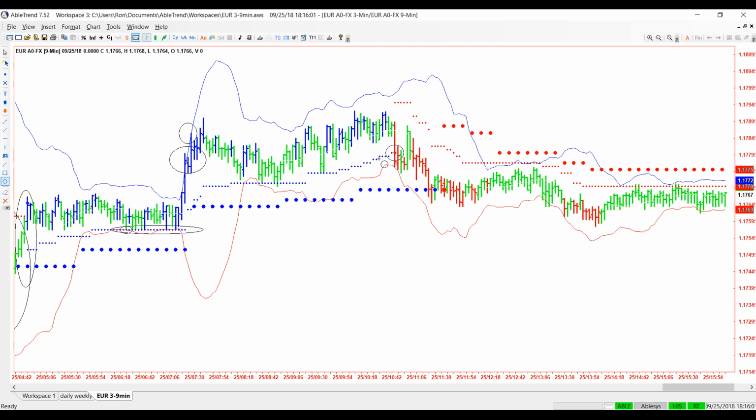Or if it goes under the blue dots to the second lower row of blue dots, we're out. If neither one of those two things happen, we'll stay in it forever. That means you're still safe. You're in an uptrend. Stay in the trade.